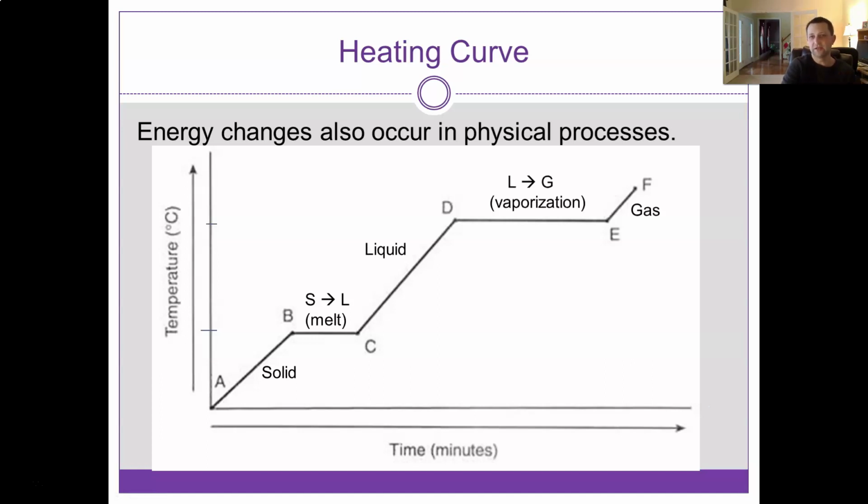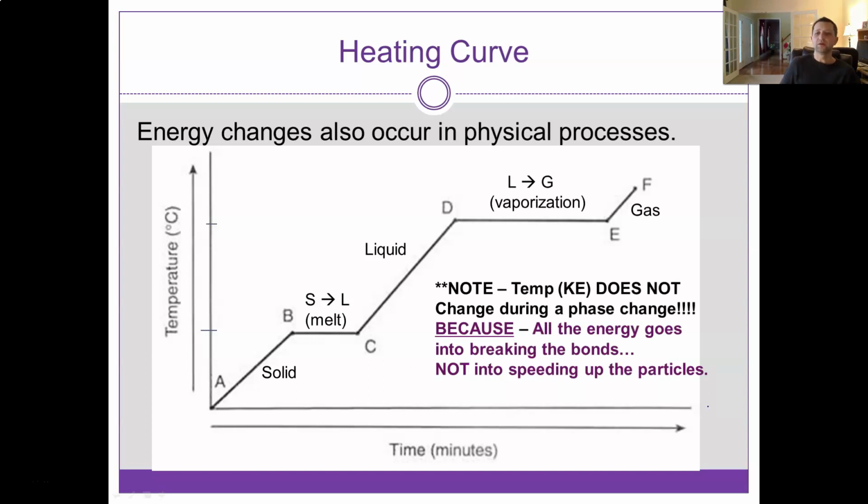We have vaporization, and then we have a gas form. So the kinetic energy does not change during a phase change, which we've talked about. All the energy goes into breaking the bonds, I wouldn't even say bonds here, I would say, if it's water, it's hydrogen bonds, right? Those intermolecular forces, those forces of attraction are being broken here and here. That's why there's no change in temperature. The particles are not speeding up there.